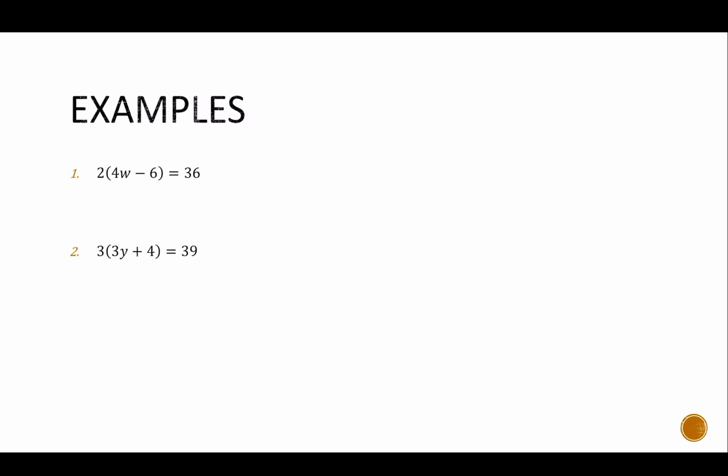So here we have two examples. Our first example is 2 times (4w minus 6) equals 36. I'm going to go ahead and rewrite that up here so I've got a little more room. They all look bigger when I'm putting them on my computer. So 2 times 4w, we have to distribute to get rid of those parentheses, is 8w. 2 times negative 6 is negative 12.